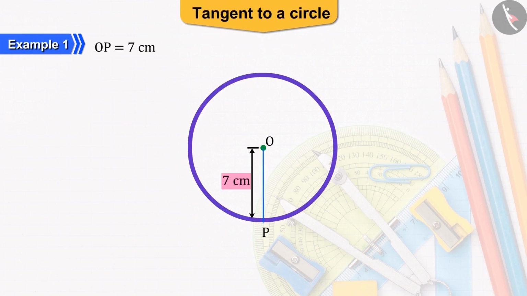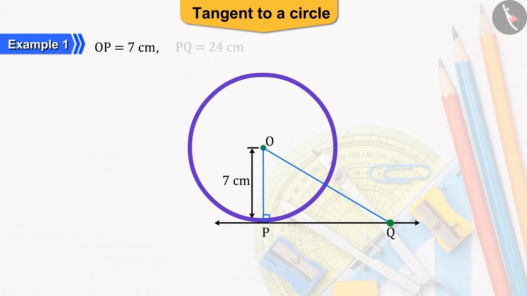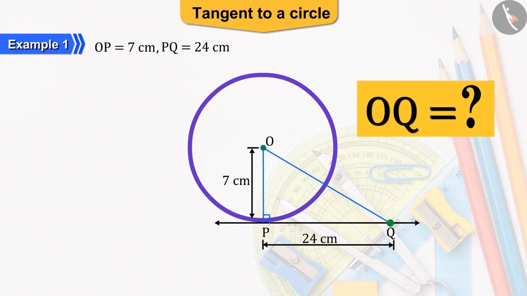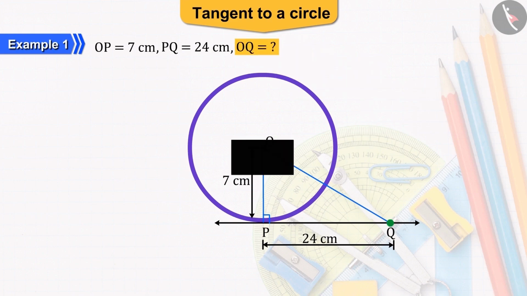The radius of a given circle is 7 centimeters. Point P is located on the circumference of the circle where the tangent to the circle is drawn. If a line is drawn from the center O of the circle, it intersects the tangent line at point Q in this way. If PQ is equal to 24 centimeters, what will be the length of OQ? Pause the video to solve the question and then match your answer.